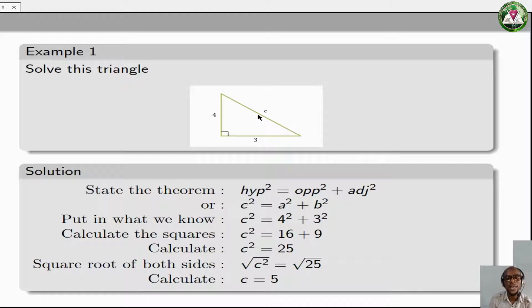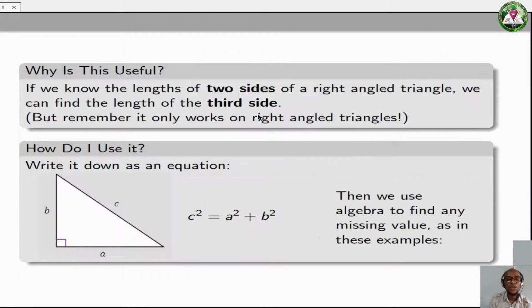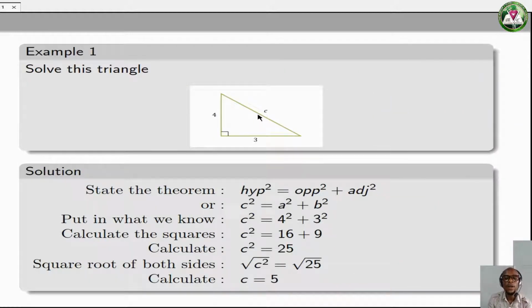So firstly, like we said before, how to use the Pythagoras theorem, we have to state the Pythagoras theorem. Now, stating the Pythagoras theorem, we have that the hypotenuse squared equals the opposite squared plus the adjacent squared. Now you see, we've stated the Pythagoras theorem. That's the first thing to do here. Or you can write it using your alphabet, which indicates the sides of the right angle triangle.